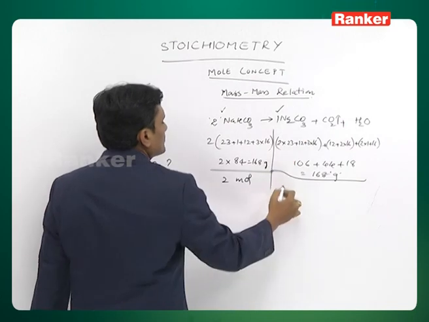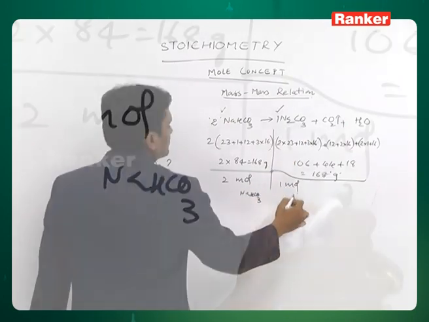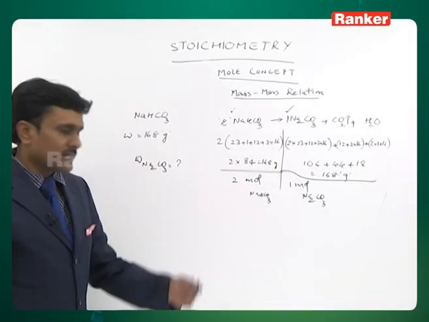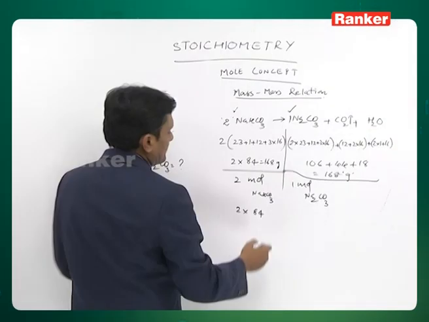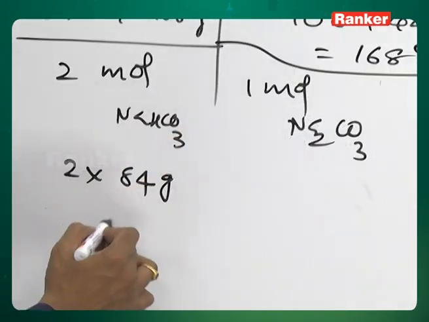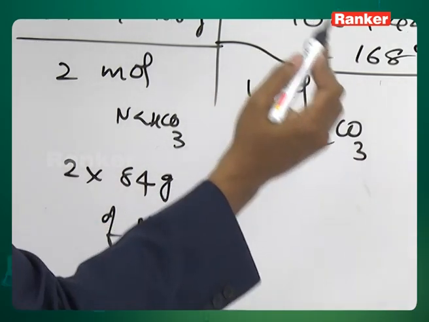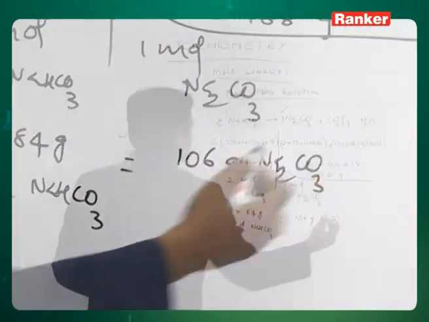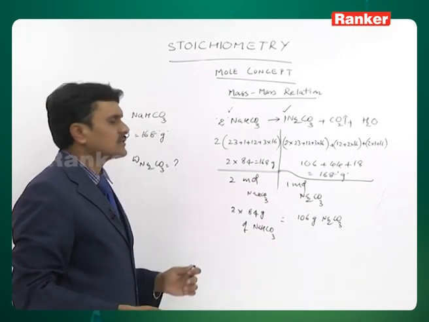Now this is a clear indication that if I take 2 moles of NaHCO3, I will get 1 mole of Na2CO3. I mean 1 mole corresponds to its molar mass. If I take 2 into 84 grams of sodium bicarbonate, it gives rise to the molar mass, 106 grams of Na2CO3. If I would have taken 168 grams of NaHCO3, surely it is going to give 106.